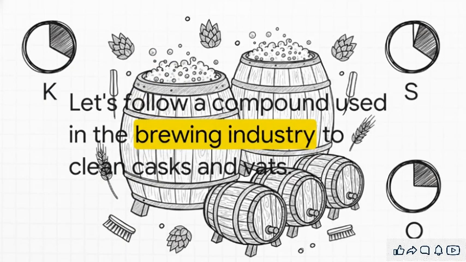Okay, enough theory. Let's see this thing in action. We are going to solve a real case here. It involves a compound that's used in the brewing industry to keep all the casks and vats clean. Now, lab analysis tells us it's made of about 35% potassium, 29% sulfur, and 36% oxygen.